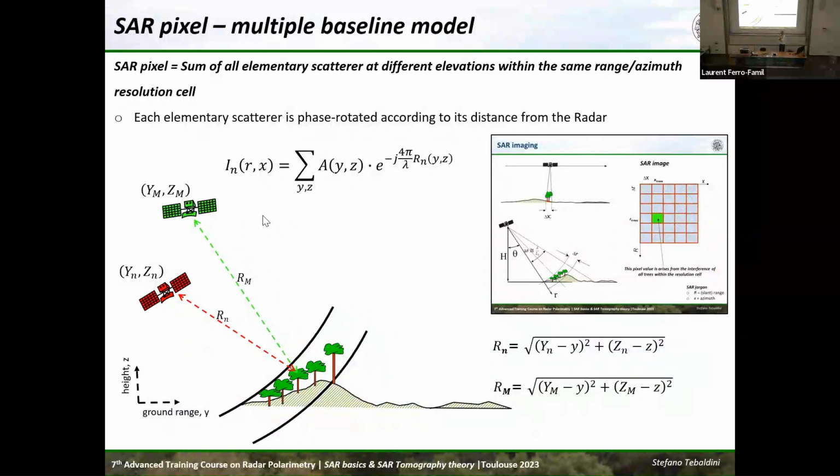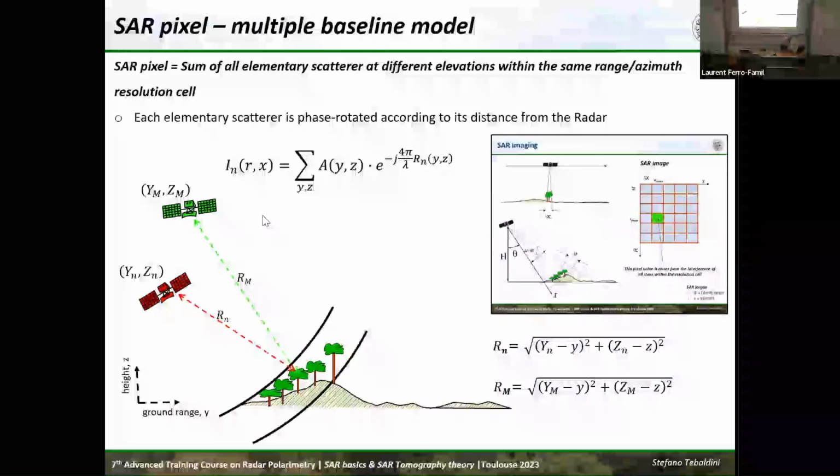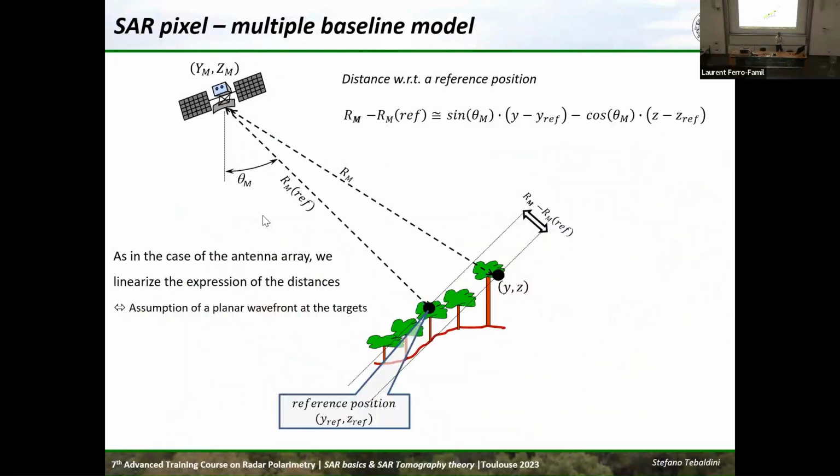And I need to keep in mind that the particular target at the general position Y and Z contributes with a phase. And this phase is given by 4 pi over the wavelength times the distance. So you see the phase is always proportional to the distance. And this is the very basics of SAR. And as before, we need to write down the expression of the distances. So in this case, I have square roots again. We don't like them, so we need to linearize somehow. And this is exactly what we do in the next slides.